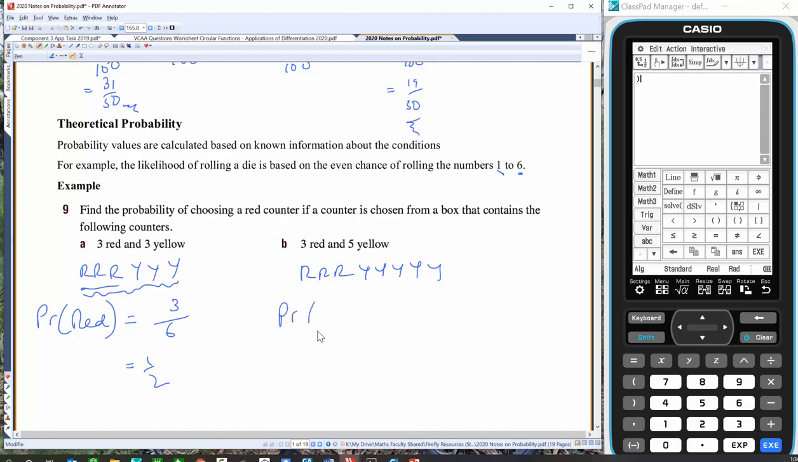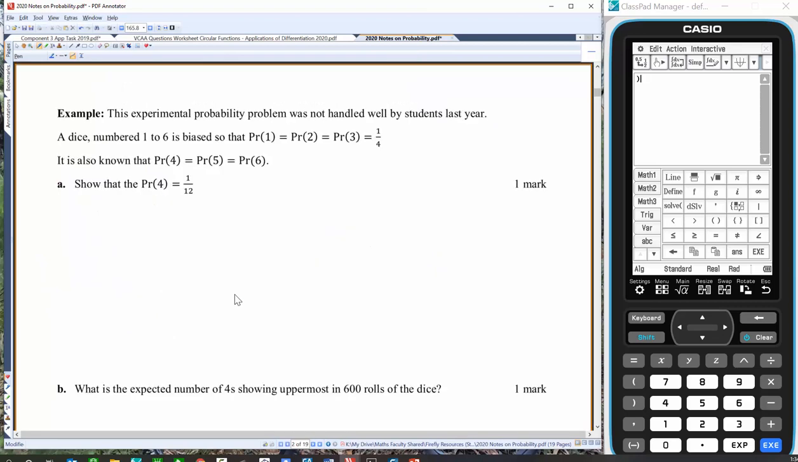So that's going to be a probability that it is, what color are you looking for? Red equals the 3 red out of the 8, which can't be simplified any further. So a 3 in 8 chance.